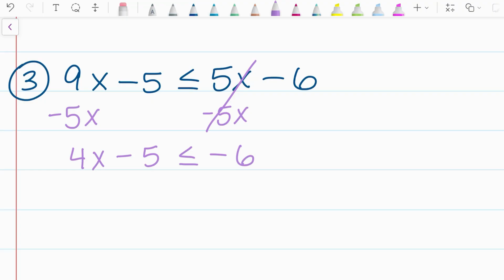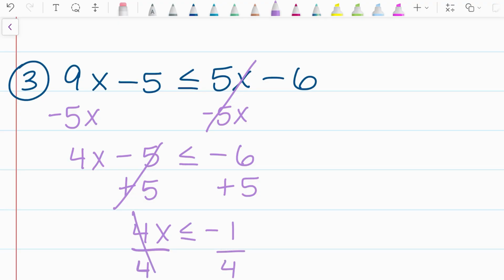I'm then going to add this 5 to both sides. That leaves me with less than or equal to negative 1. I do not need to flip my symbol because I'm not going to divide by a negative. So multiplying and dividing by a negative is the only time that we flip our symbol. I'm going to divide by 4, and now I'm left with x is less than or equal to negative 1/4.